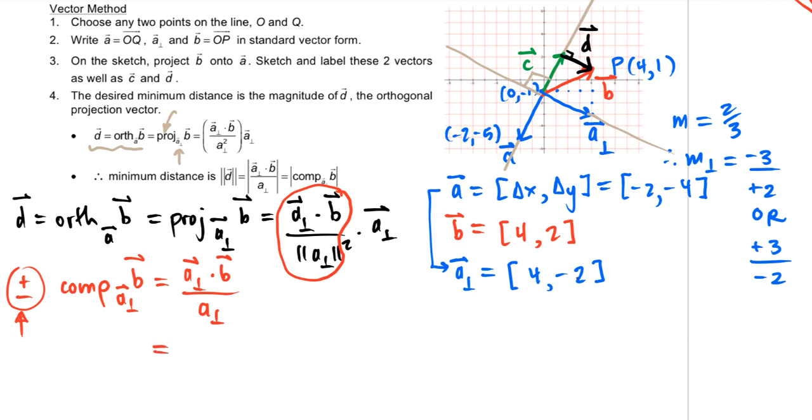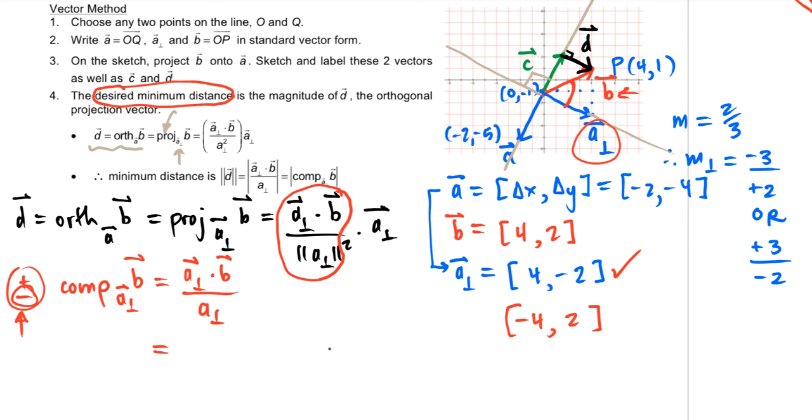It depends really on which choice of A perpendicular you have. We could have had 4, negative 2 or negative 4, positive 2. If I had chosen a different A perpendicular, I would have had an angle that was obtuse, and my dot product would be negative, and then I would have to take the absolute value to get the distance that I'm looking for. The choice that I happened to make, coincidentally, made the angle between A perpendicular and vector B less than 90 degrees, so my dot product will be positive, and I don't have to take the absolute value.